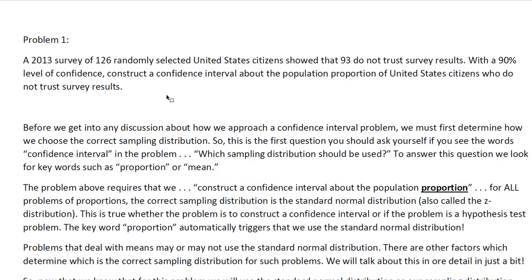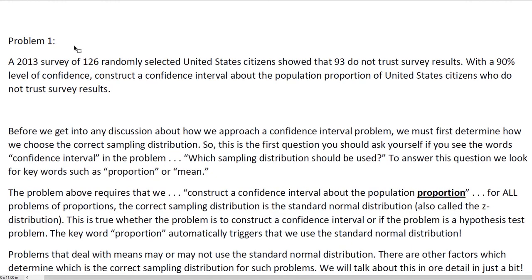Today's first lesson will be about confidence intervals about a proportion. So here we have problem 1. It states a 2013 survey of 126 randomly selected United States citizens showed that 93 do not trust survey results. With a 90% level of confidence, construct a confidence interval about the population proportion of United States citizens who do not trust survey results.